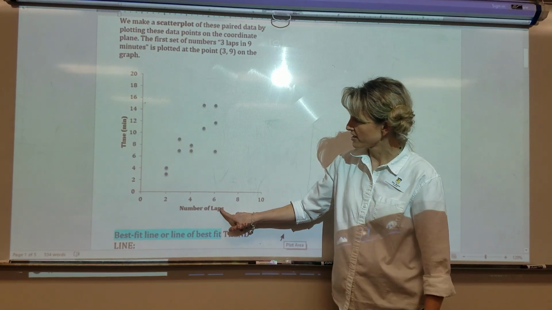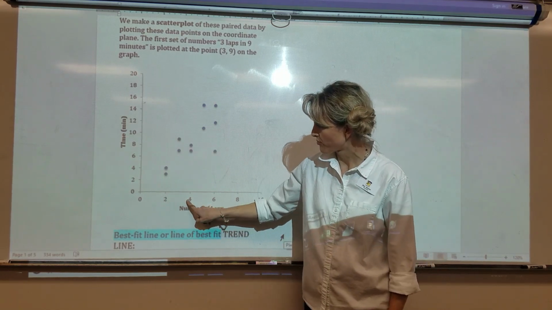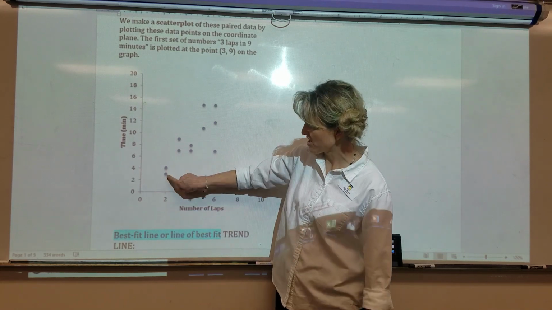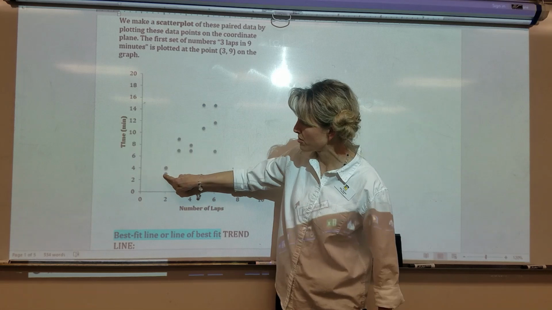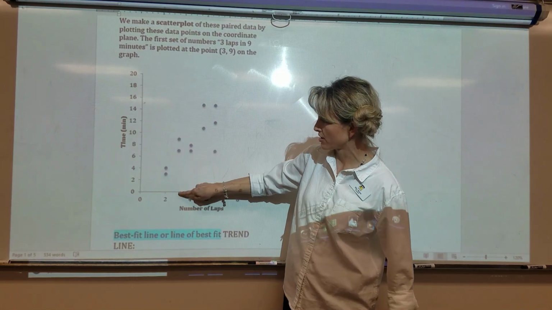Notice how the graph is labeled. I have to shrink it down. I hope you can read that. This is number of laps, so 2 laps, 4 laps, 6 laps. This one is how many minutes it took to run those laps. So this dot represents one student who ran 2 laps. It took them 3 minutes. This student ran 2 laps. It took them 4 minutes. So see how to read that data?